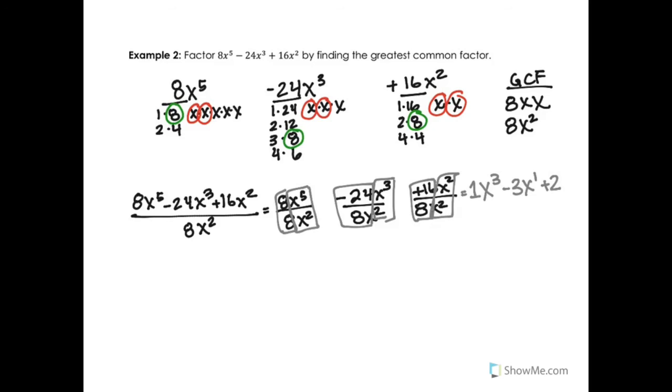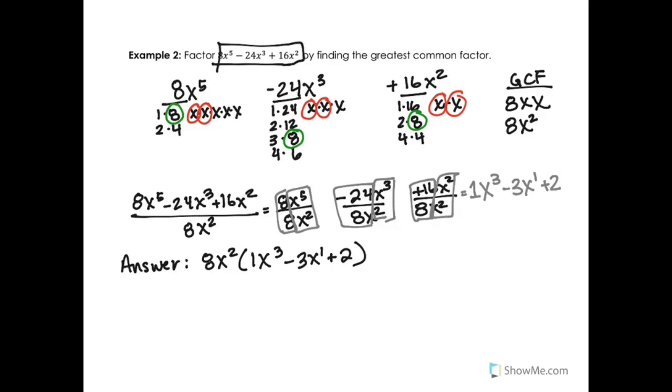So remember that this is not our final answer. Our answer is going to be the product of our GCF, which is 8x squared, and the other factor that we found, which is 1x to the 3rd minus 3x to the 1st plus 2. If you want to check, you can go ahead and multiply these two things and see that it will give you the same expression that we began with in the problem up here.